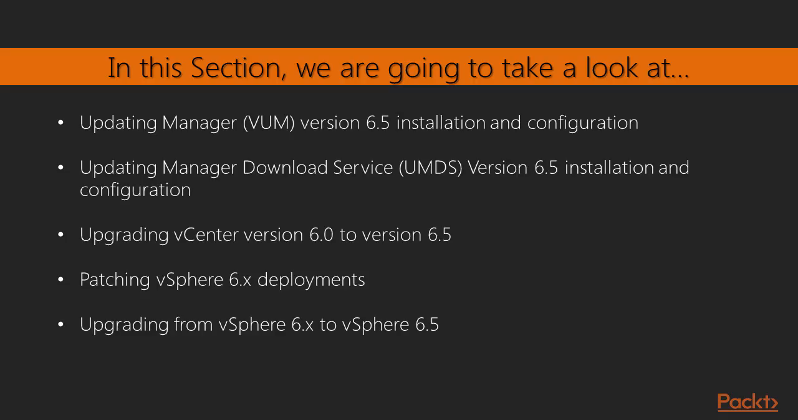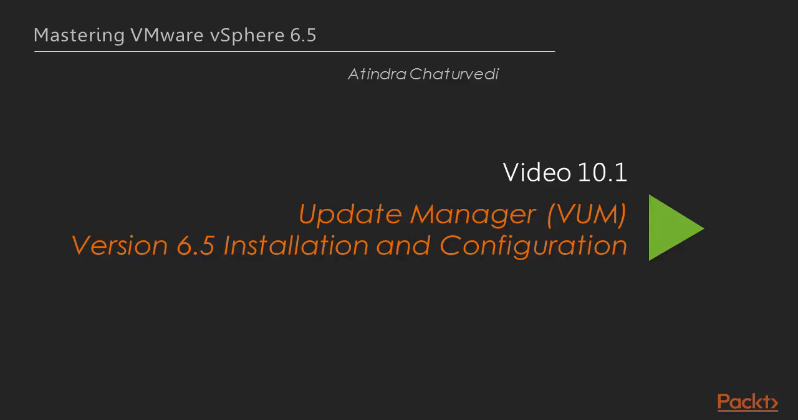We will upgrade from vSphere 6.0 in a lab to vSphere 6.0 update 2, and then we will upgrade that deployment to vSphere 6.5. We will also install and upgrade our vCenter versions from version 6.0 to version 6.5 in a lab environment. In this video, we will look into the Update Manager version 6.5.